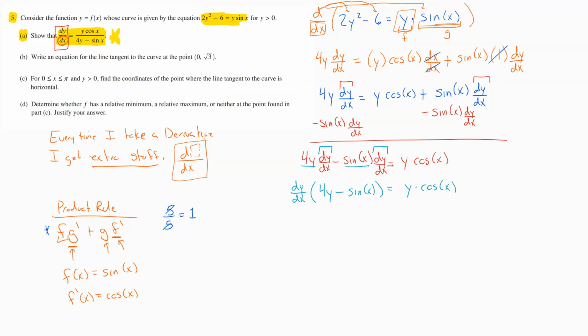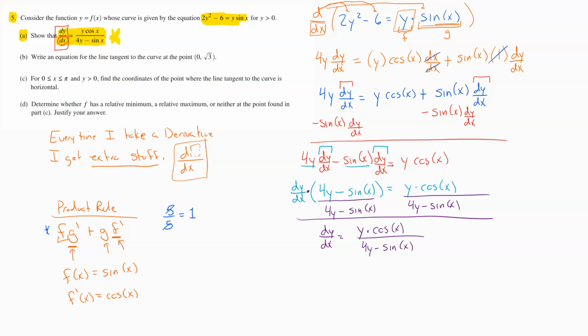Now that those two things are being multiplied over here, we can now just divide this chunk over to the other side to get dy dx by itself. So I divide over 4y minus the sine of x, and I end up with, on the left side now, just dy dx equals y times the cosine of x over 4y minus the sine of x. And there we have it. Our answer here matches up with what they wanted us to show up top here. And we're done with the problem.